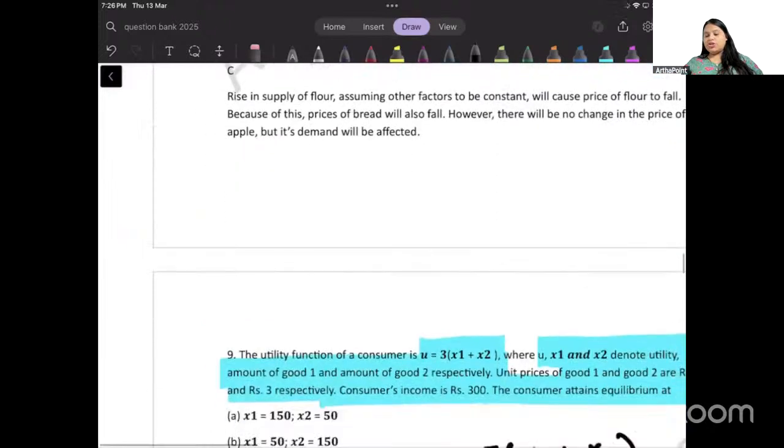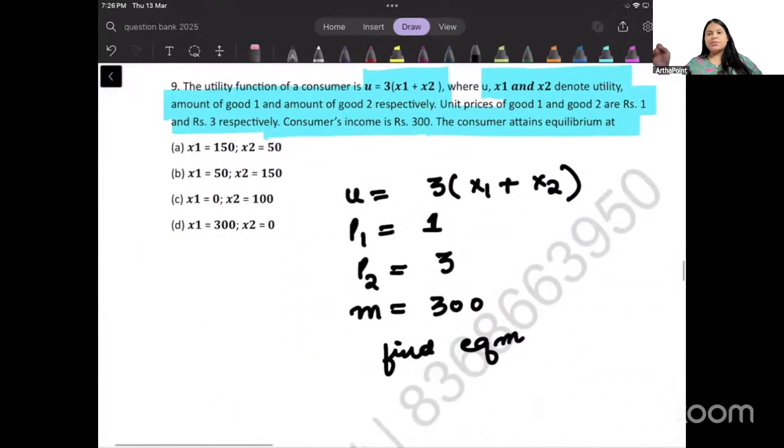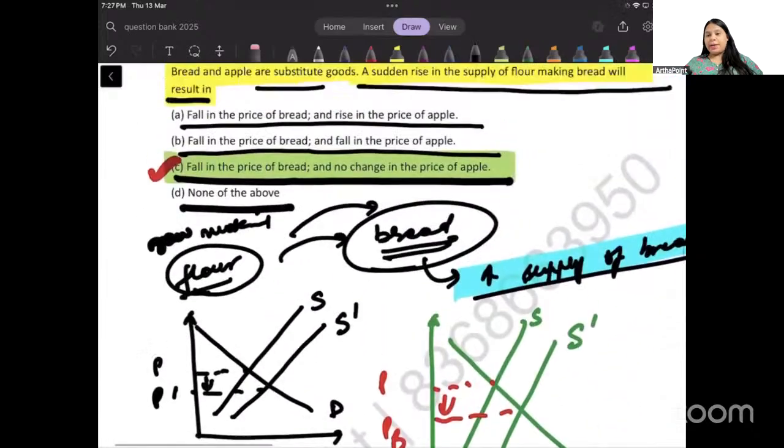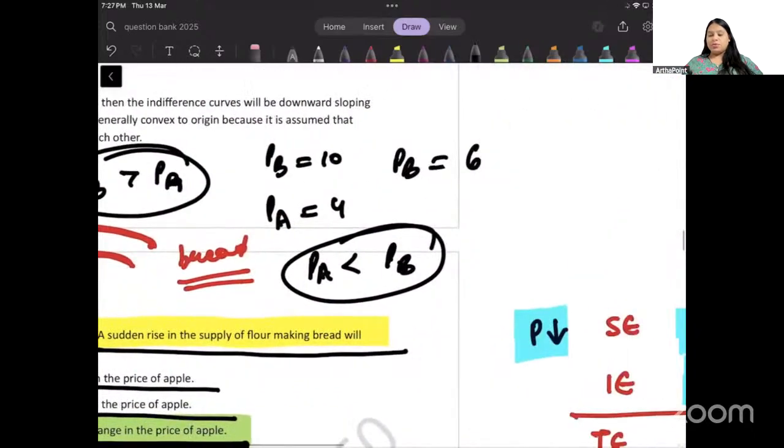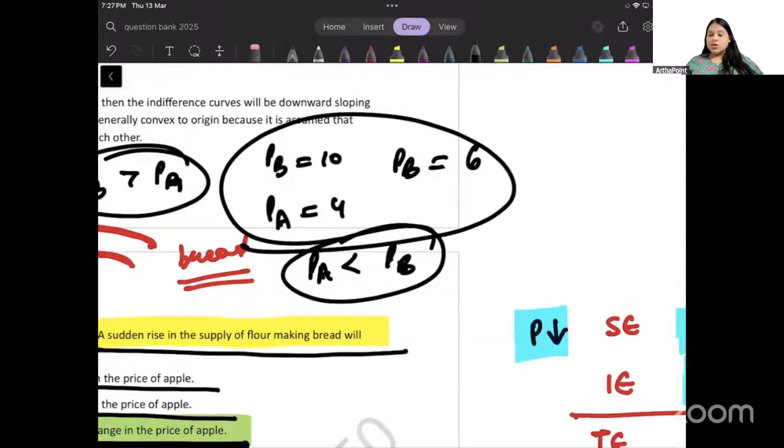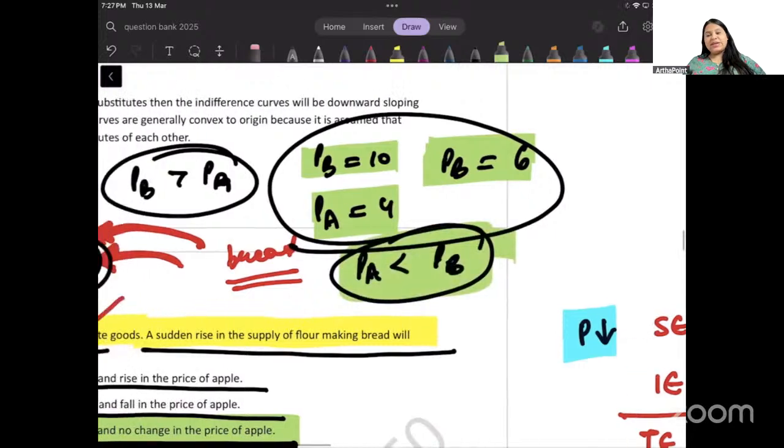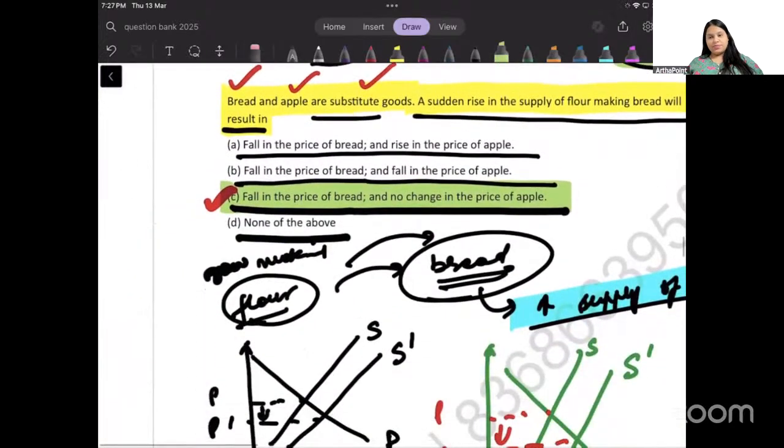Beta, don't follow HL Ahuja. Follow lecture notes, please. That will not decrease the demand of apple. I just gave you an example. They are substitute goods. But when price of bread is decreasing, there can still be a case where price of apple can be lower than price of bread. तो जरूरी नहीं है कि डिमांड ऑफ एप्पल डिक्रीज होगा ही होगा. You cannot say that. No.